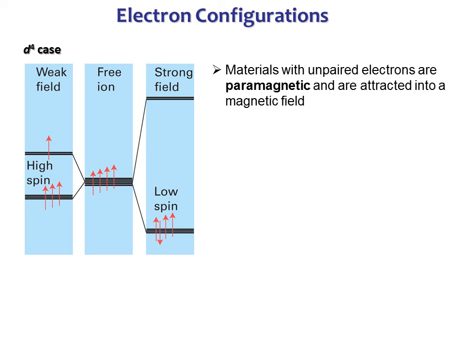We can also see that in the weak field case there are 4 unpaired electrons compared with 2 unpaired electrons in the strong field case. Both the high and low spin d4 configurations are paramagnetic, that is, there are unpaired electrons, and the complex is attracted into a magnetic field. By comparison, a complex with no unpaired electrons is diamagnetic.